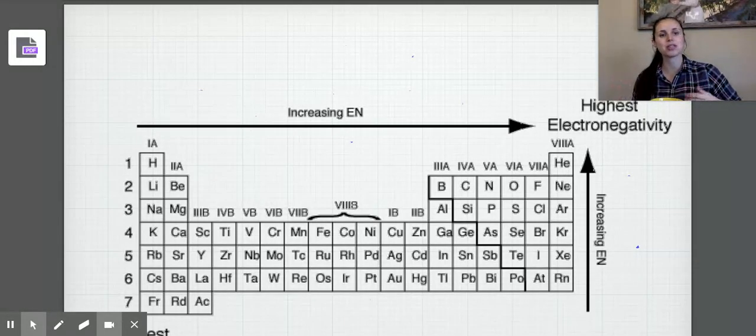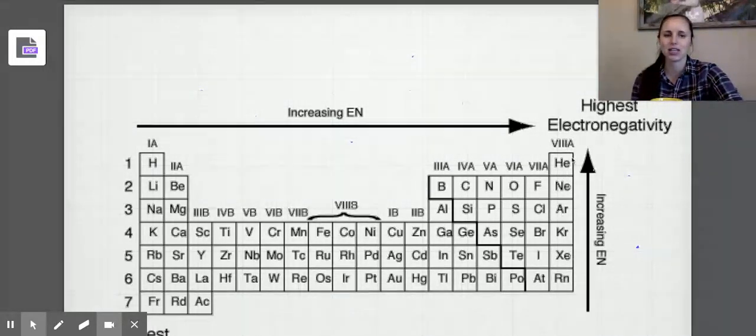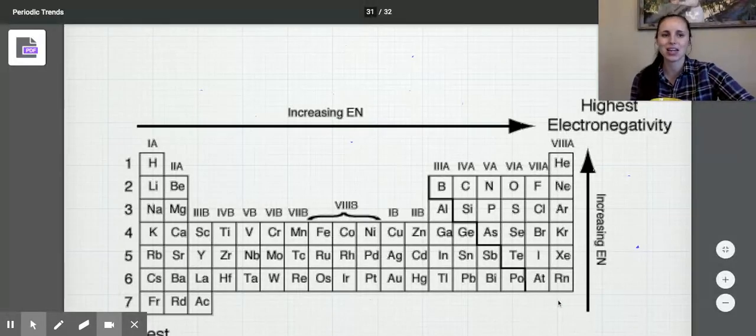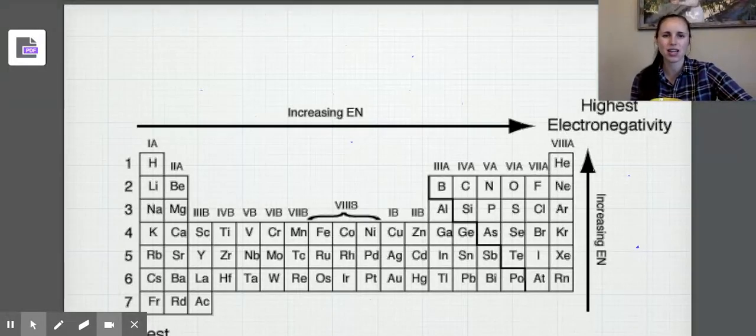Well, let's think about this logically. Electronegativity is the ability to want to gain an electron. Does helium want to gain an electron? No, it's full. It doesn't want an electron. It doesn't care. So with neon, helium, argon, we actually don't really assign electronegativities to the noble gases because they don't want electrons. So electronegativity doesn't necessarily apply to them.